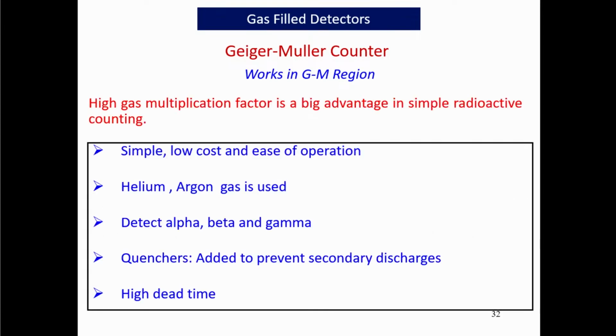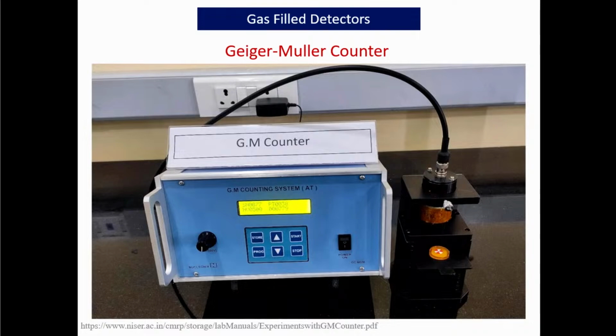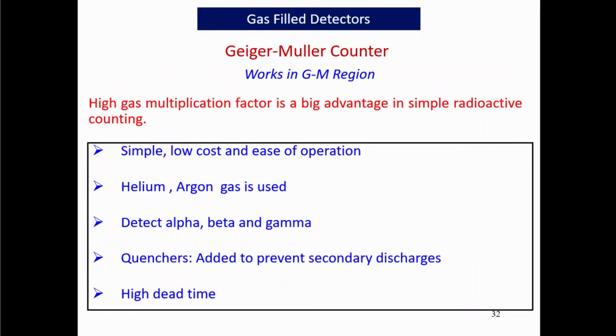So, high gas multiplication factor is a big advantage in simple radioactive counting. Very low level counting is also possible, because one incidence creates a huge multiplication, and it is simple, low cost, with ease of operation, as you already witnessed in your practical. Helium, argon can be used, and it detects alpha, beta, gamma, any ionizing radiation. A quencher is important to add, otherwise you will have too many secondary events and high dead time. High dead time is the limitation, as we have determined the dead time in the practical classes.